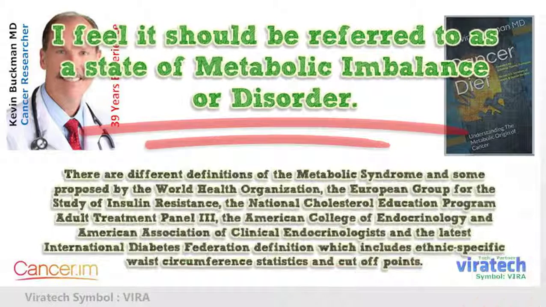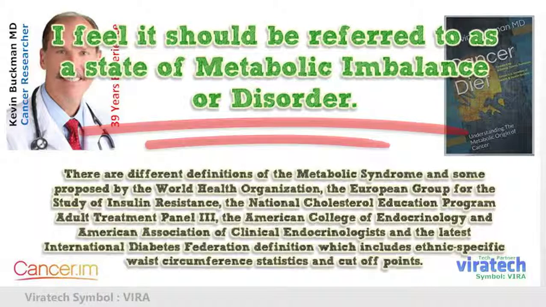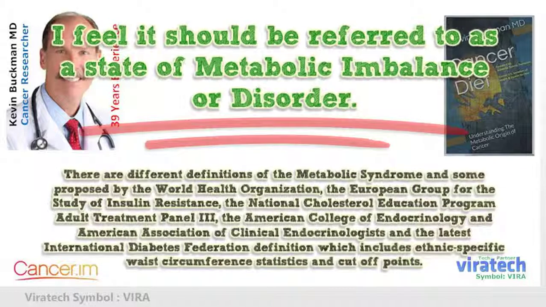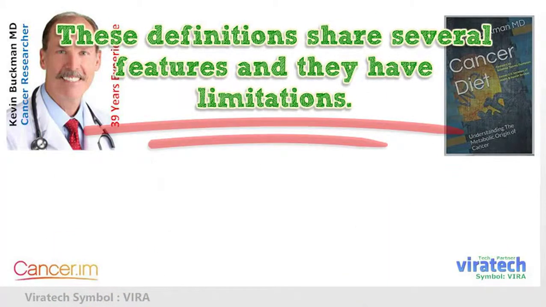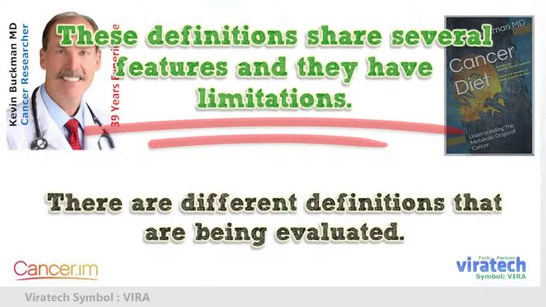There are different definitions of the metabolic syndrome, and some proposed by the World Health Organization, the European Group for the Study of Insulin Resistance, the National Cholesterol Education Program Adult Treatment Panel 3, the American College of Endocrinology and American Association of Clinical Endocrinologists, and the latest International Diabetes Federation definition, which includes ethnic-specific waist circumference statistics and cutoff points. These definitions share several features and they have limitations. There are different definitions that are being evaluated.